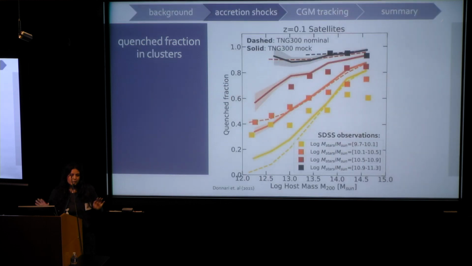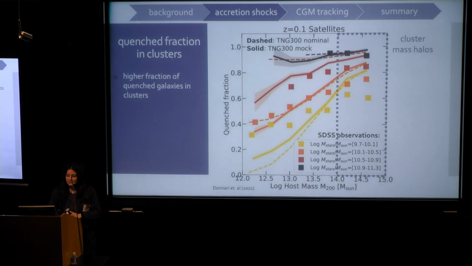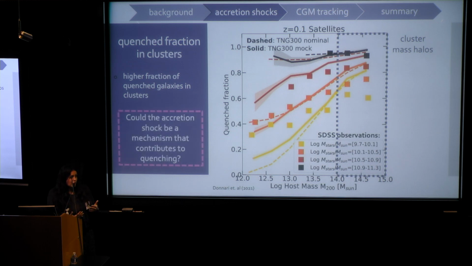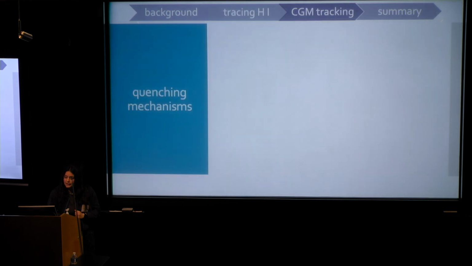So another very important aspect of clusters is that they contain a very high amount of quenched galaxies. It's known that there's a higher fraction of quenched galaxies in clusters. You can see here, this is work from Donnari et al. The solid lines are from simulations from TNG 300, and the points are from SDSS observations. The whole point of this is essentially just to show that cluster mass halos contain the highest amount of quenched galaxies. So this made me think, could the accretion shock somehow be a mechanism that's contributing to quenching in the cluster environment? Is there a relationship between those two? So my project here has been focusing on that.